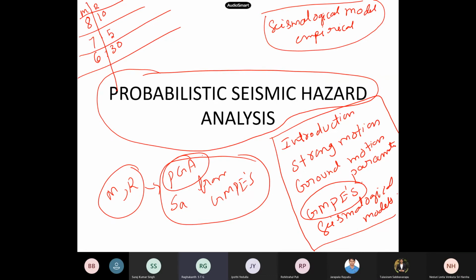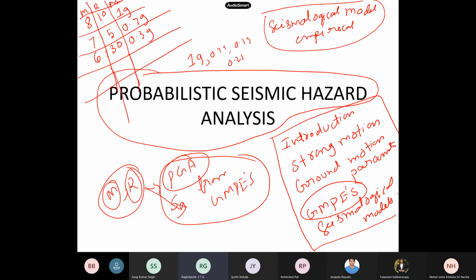Now what is it that a designer has to do in design? If I substitute magnitude and distances in my GMPE, that is C1 plus C2M plus C3R or something like that, I can get the PGA. For magnitude 8 at 10 kilometers, maybe I will get 1G, for 7.5 some 0.7G, for 6 at 30 some 0.3G. So I will have a set of design values: 1G, 0.7G, 0.3G, 0.25, and then maybe 1.2G. I will get several possible design values.